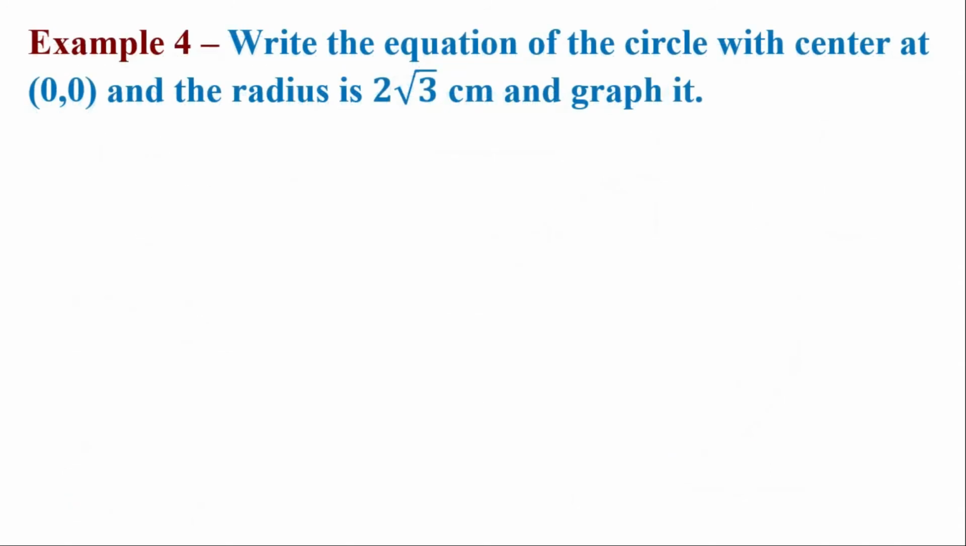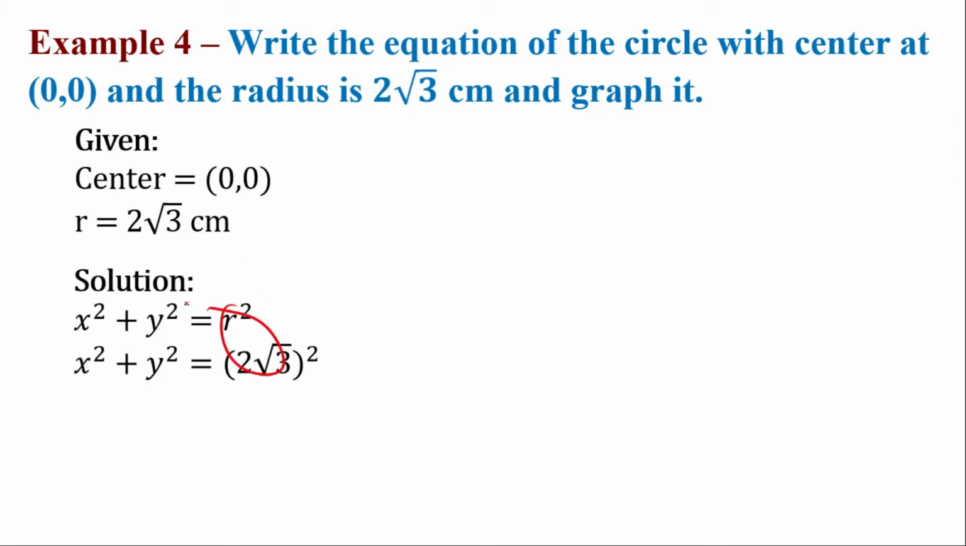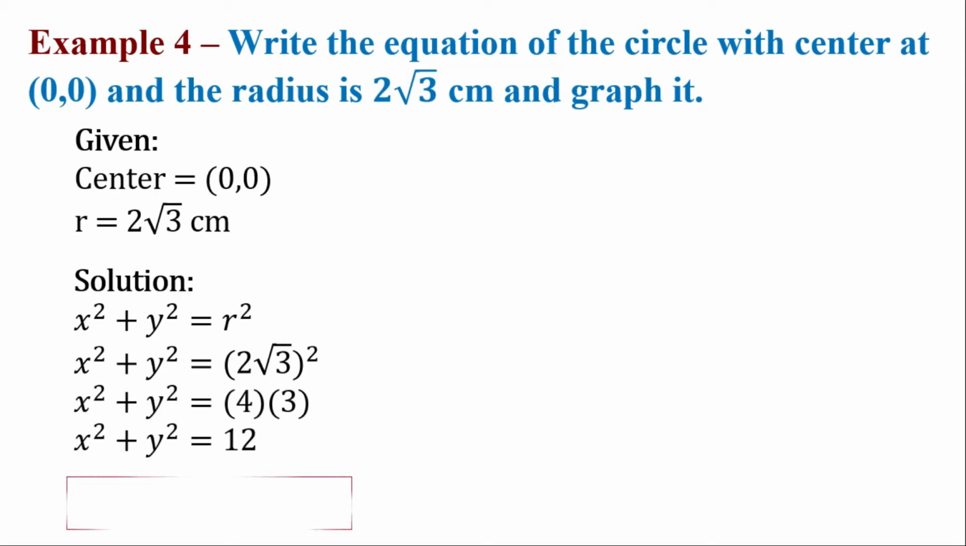Problem number 4. Write the equation of the circle with the center at 0, 0 and the radius of 2 square root of 3 centimeters and graph it. So again, write our given, our solution starting with the formula, substitute our given to the formula, and expand it, and you have your equation of the circle.